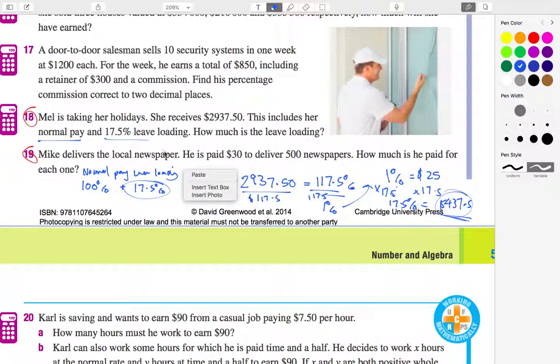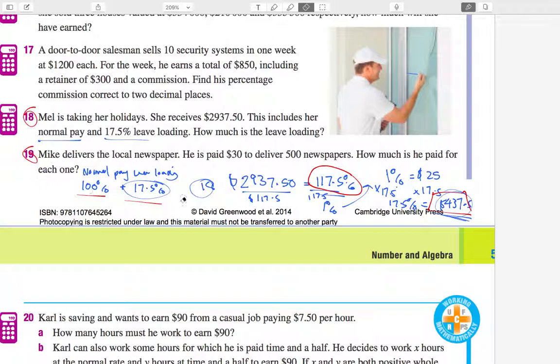Okay, so the reason why this equaled, and I'll do this in red, okay? So red is like my thinking. So the reason why this equaled 117.5% is because we have 100% of the normal pay plus 17.5% of the holiday loading. Together, that's 117.5%. So now, we need to divide it by that number to find what 1% is, and then times it by 17.5 to get what the holiday loading is. And there you go. So that's how you can do that question. So pause the video if you want to copy this down. Otherwise, I'm going to finish up with question 19.